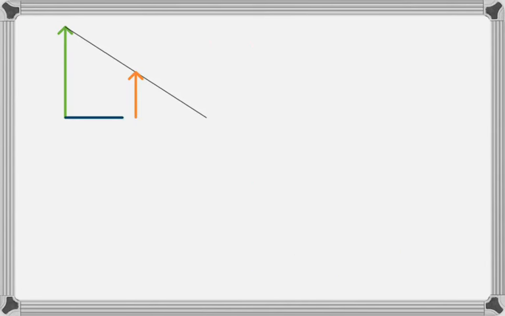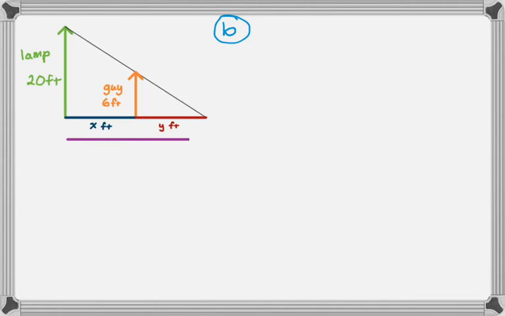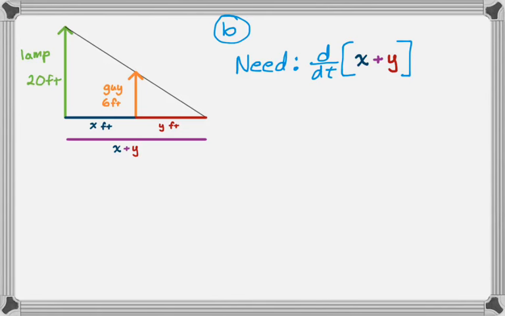Alright, let's take a look at part B. So, redrawing the figure. Remember B, we're looking for the rate at which the tip of the shadow is moving across the ground, or how fast it's getting away from the lamppost. The distance from the base of the lamp to the tip of the shadow is x plus y. So the location of the tip of the shadow relative to the lamp is always x plus y feet away. So what we're looking for is the derivative with respect to time of x plus y, which is that entire distance.